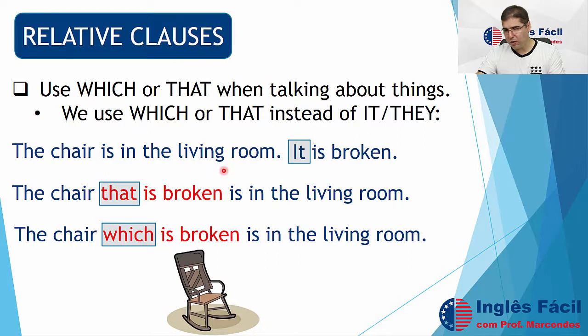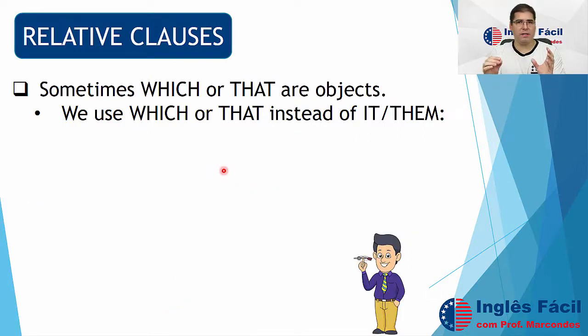Now, it is also possible to use which and that to replace an object, an animal, a thing, when we have an object, okay? When the object, the animal, the thing, the event, is an object in a second clause, in a second sentence, it's also possible to replace it by which or that, okay? So in this case, of course, which or that are going to be used instead of it or them, okay?